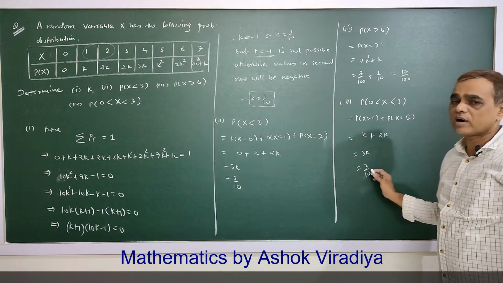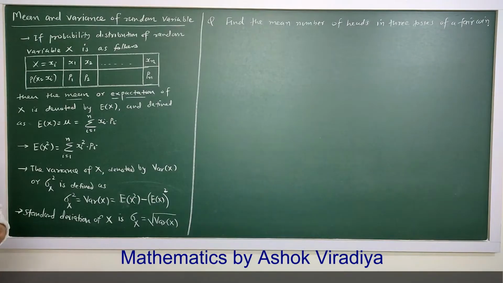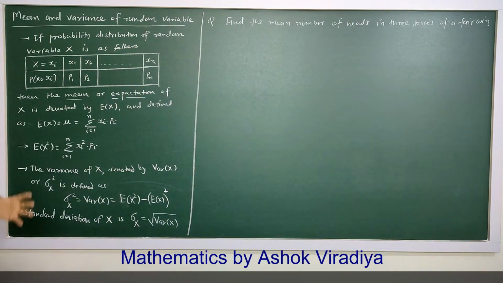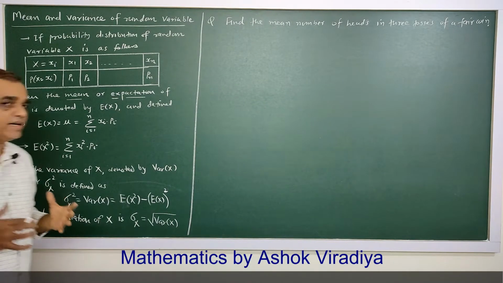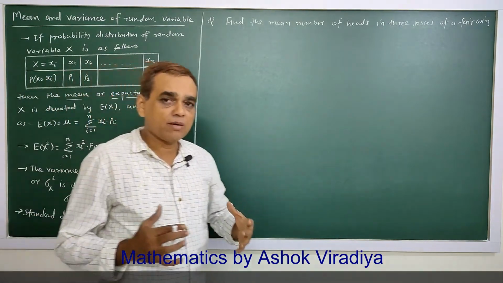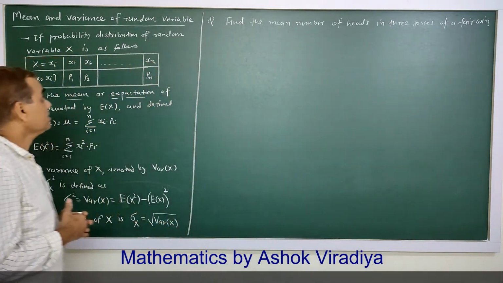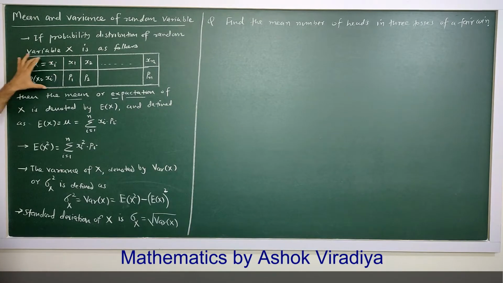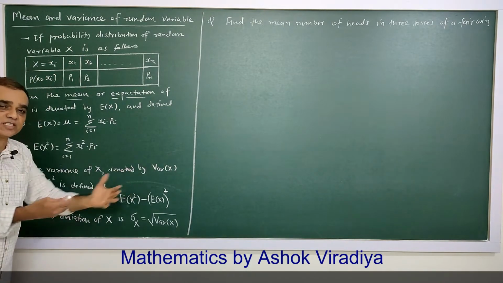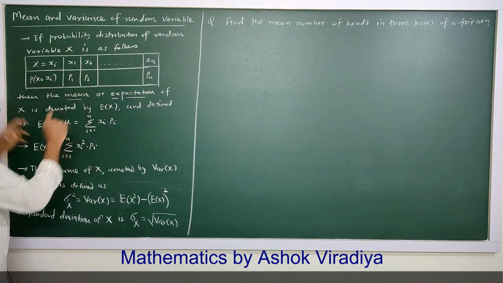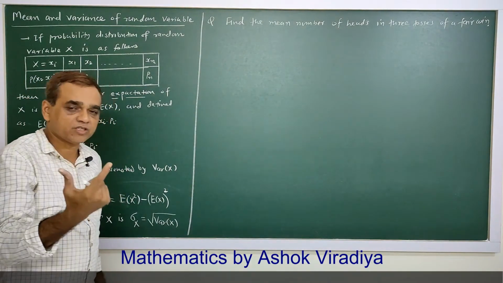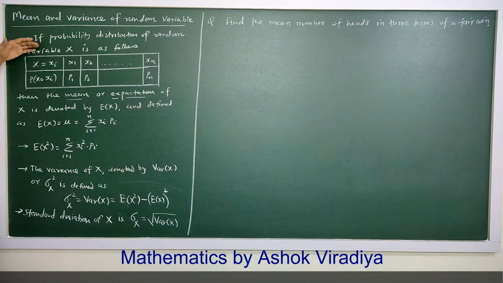So these are required values. Now next topic is mean and variance of random variable. We discussed random variable and its probability distribution. Say probability distribution of random variable x is as follows. We discussed in questions how to prepare such table: what is a random variable, what is a probability distribution. So everything we discussed on this topic.